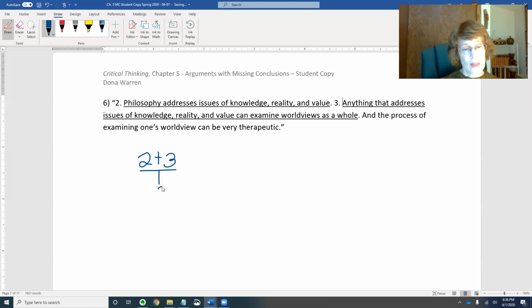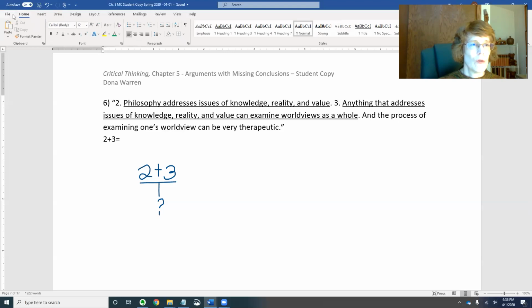And now we ask, what follows from those 2 things? So think about that. What follows when we add 2 and 3? 2 plus 3 gives us what? Think about that, pause the video, come back when you're ready. Okay, let's see. Well, what do they have in common? Philosophy addresses issues of knowledge, reality, and value. Anything that addresses issues of knowledge, reality, and value can examine worldviews as a whole. So it looks like what they have in common is addressing issues of knowledge, reality, and value. That's where they hook up.